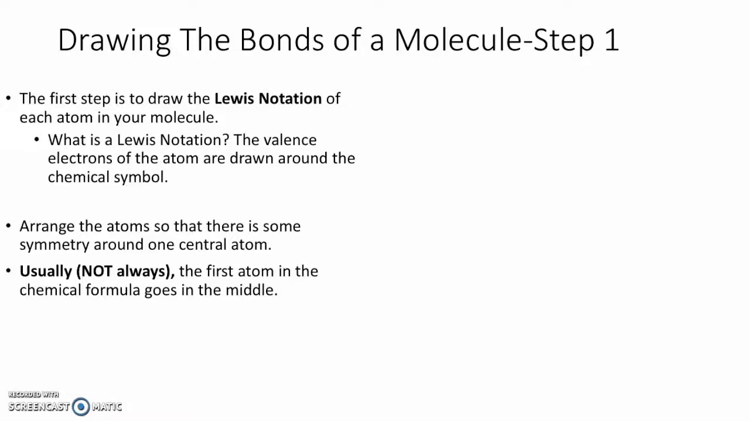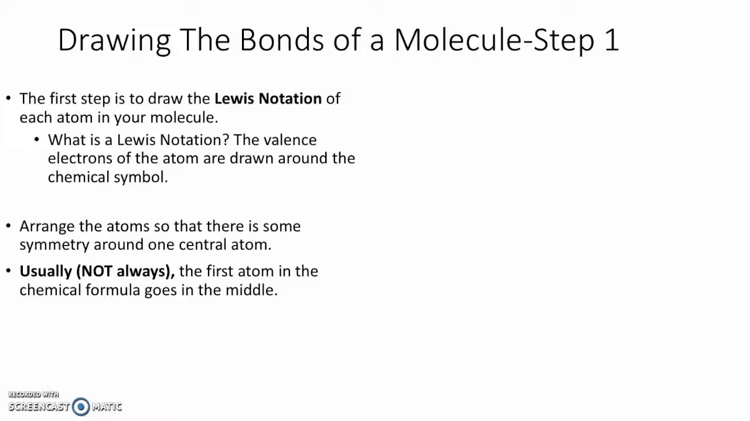Well, Sec 4 taught you that the Lewis notation was simply that you write the chemical symbol and you draw the number of valence electrons around it. What are the valence electrons, you might ask? Well, those are the electrons in the outer shell. And how we get those is by what group the atom is in the periodic table.